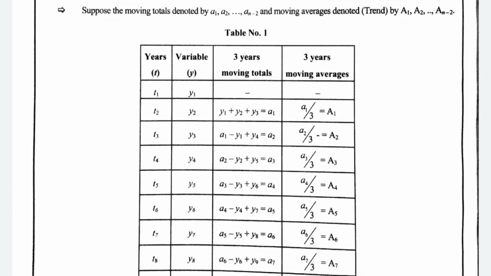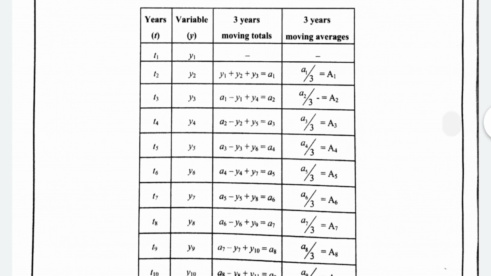In the respective sum, you might be given years or months or weeks or days. Variables y will be given. You have to add three numbers. Suppose y1 plus y2 plus y3, you get a1. Then from that a1 you deduct y1 and add y4, you get a2. From this a2 you deduct y2, add y5, you get a3. Like this, one previous number you subtract, and the next number you add. This way you will find the 3 years moving total.